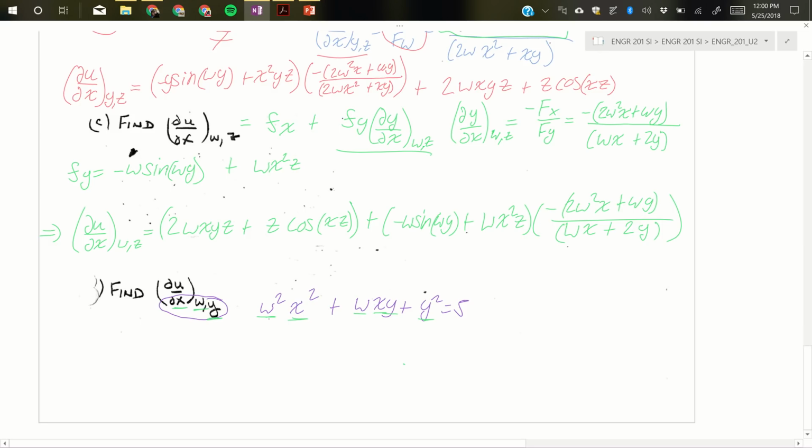Because if w is independent of x, and x is independent of y, and w is independent of y, that means they can just be whatever value they want to be without having to depend on the other variable. Meaning that this necessarily won't equal 5 anymore. It's impossible for x, w, and y to all be simultaneously independent of each other if they're all held to this constraint. So therefore, this is undefined or impossible, however you want to put it.